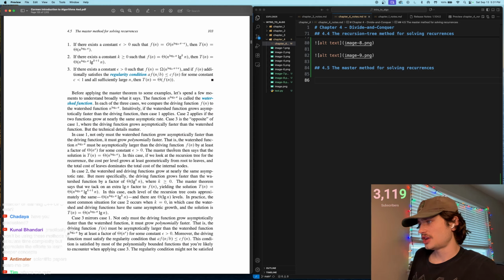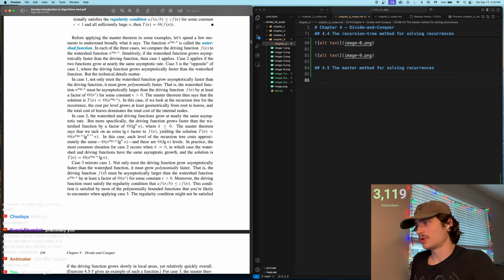In case 2, the watershed and driving functions grow at nearly the same asymptotic rate, but more specifically, the driving function grows faster than the watershed function by a factor of Θ(log^k n), where k ≥ 0. The master theorem says that we tack on an extra log n factor to f(n), yielding the solution T(n) = Θ(n^(log_b a) log^(k+1) n). In this case, each level of the recursion tree costs approximately the same, Θ(n^(log_b a) log^k n), and there are Θ(log n) levels. In practice, the most common situation for case 2 occurs when k = 0, in which case the watershed and driving functions have the same asymptotic growth, and the solution is T(n) = Θ(n^(log_b a) log n).